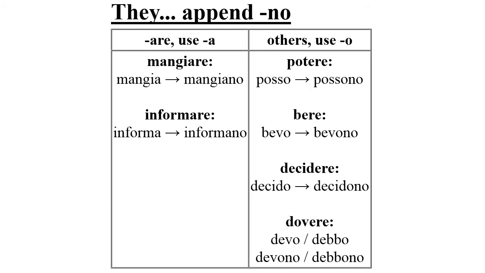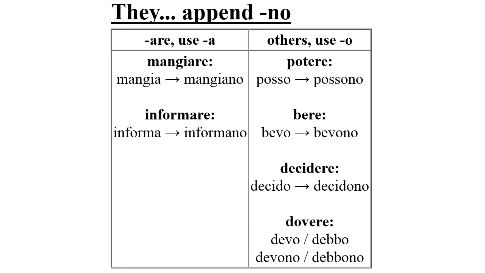So, for are verbs, I take the word ending in a, which is the he, she, you form, and append a no. Mangiare is an are verb, so I take mangia and change it to mangiano, which can mean they eat. I do the same with informare, using informa and change it to informano.